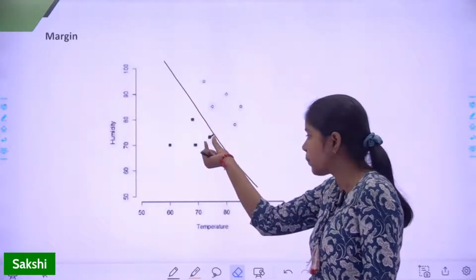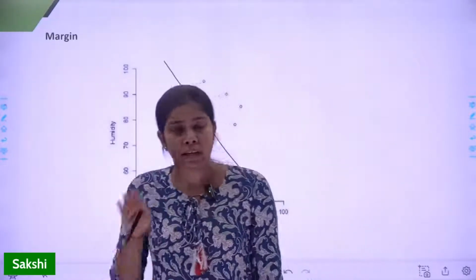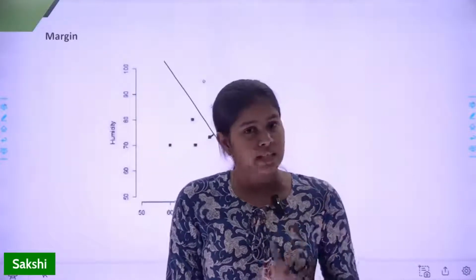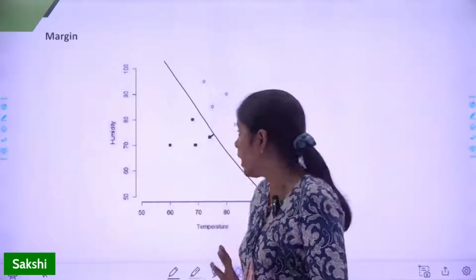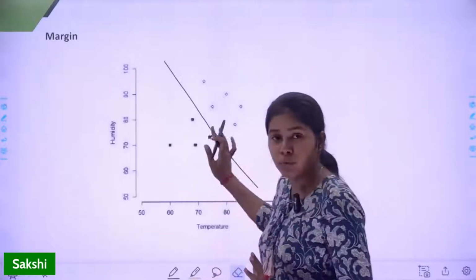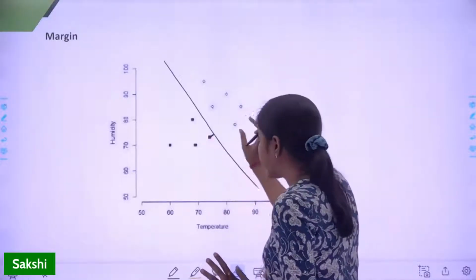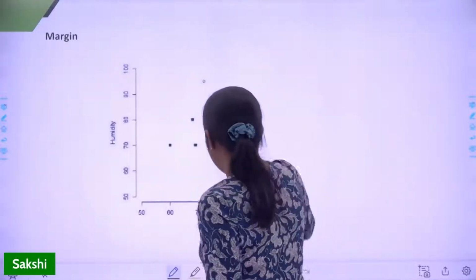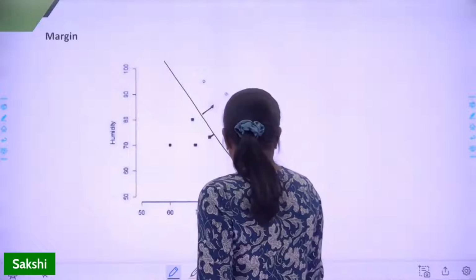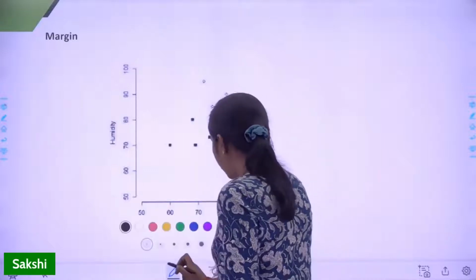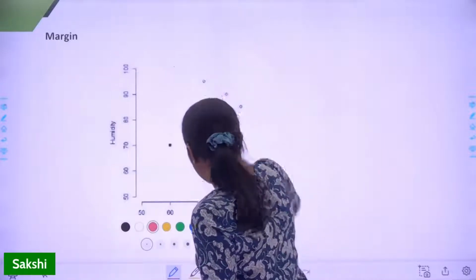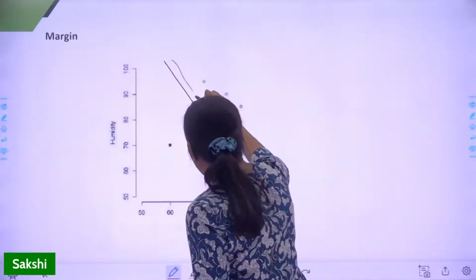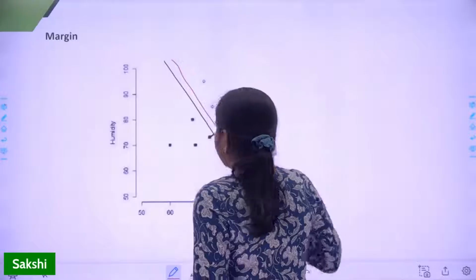So this point is the closest point to my decision boundary, and this distance is my margin. But what I have to do is take the margin on both sides. So what would I do? I'll shift this line a little bit aside. We have this line previously, and I'll shift it a little bit here.